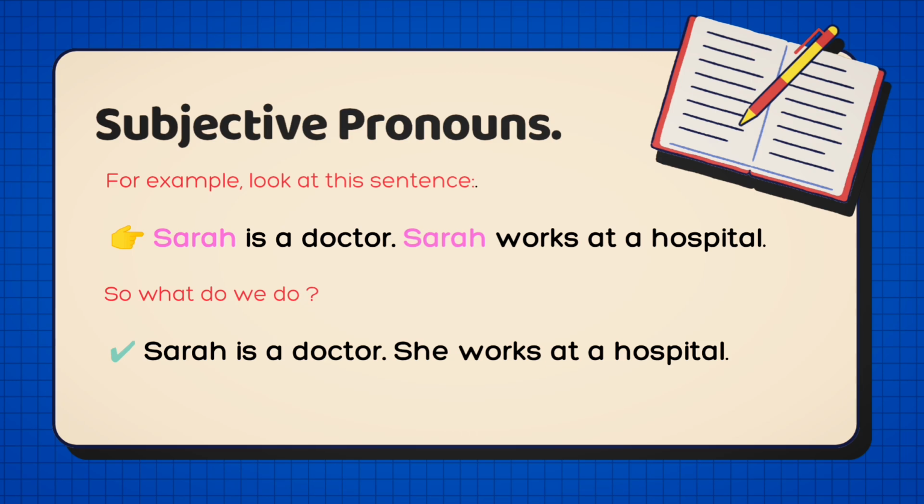These words replace the subject noun in a sentence. For example, look at this sentence. Sarah is a doctor. Sarah works at a hospital. Here, we repeated Sarah twice, which doesn't sound natural. So what do we do? We use one of these words. Sarah is a doctor. She works at a hospital. Now, the second Sarah has been replaced.